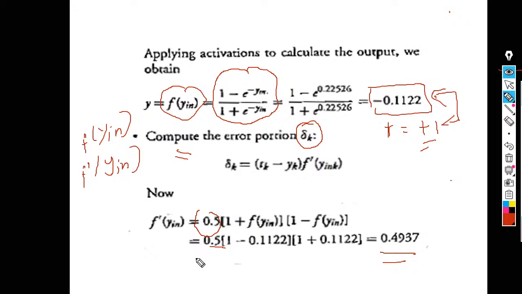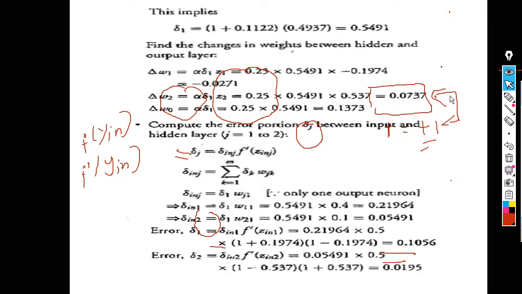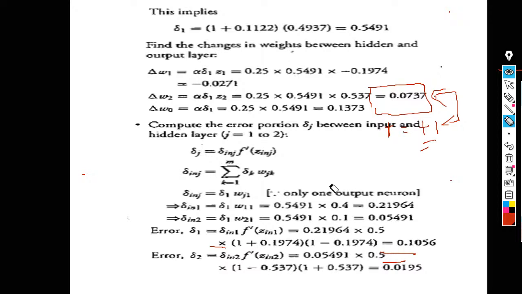Now the next step: we have y in, f of y in, that is y, and we also have f dash of y in. Our next task is to calculate the error. To calculate the error, this is the formula: 1 plus f dash of y in multiplied by f of y in.